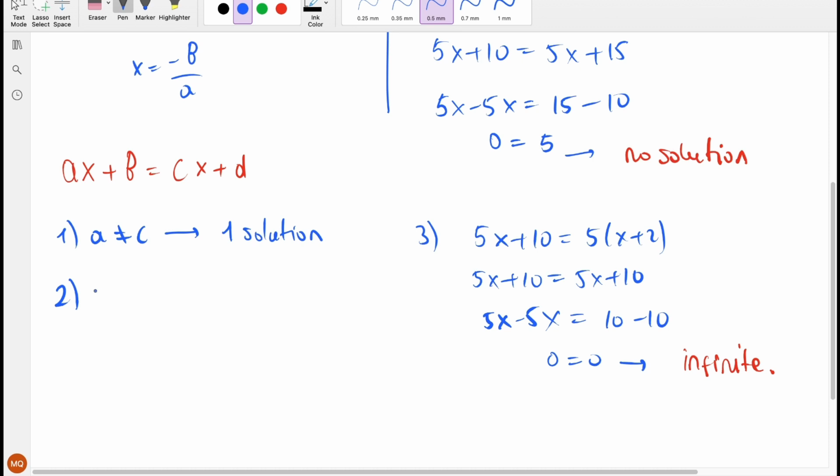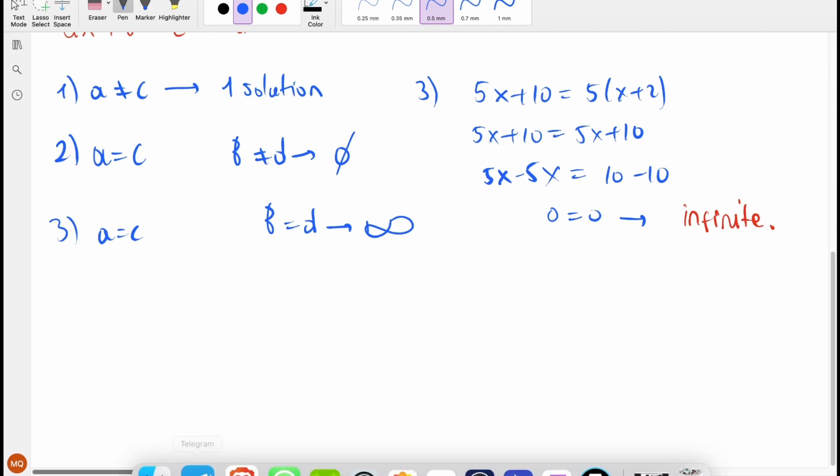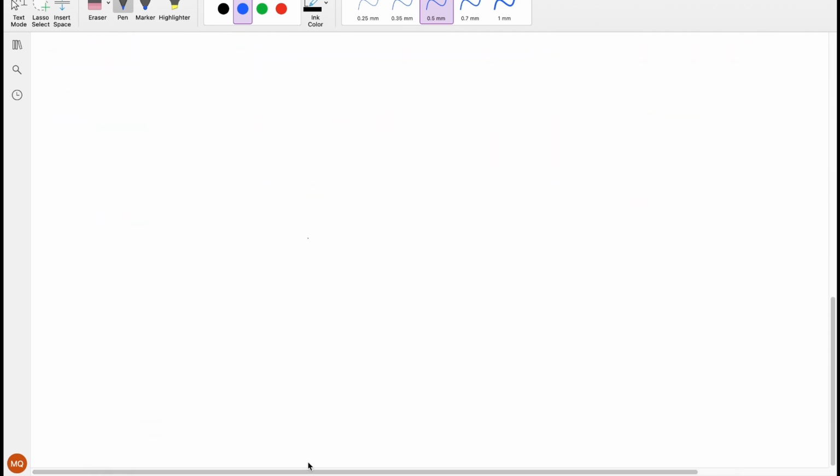When you have the same coefficient, a is equal to c and b is not equal to d, it means that there is no solution. And when a is equal to c and b is also equal to d, it means that there's an infinite number of solutions. You can see this type of question in the exam.